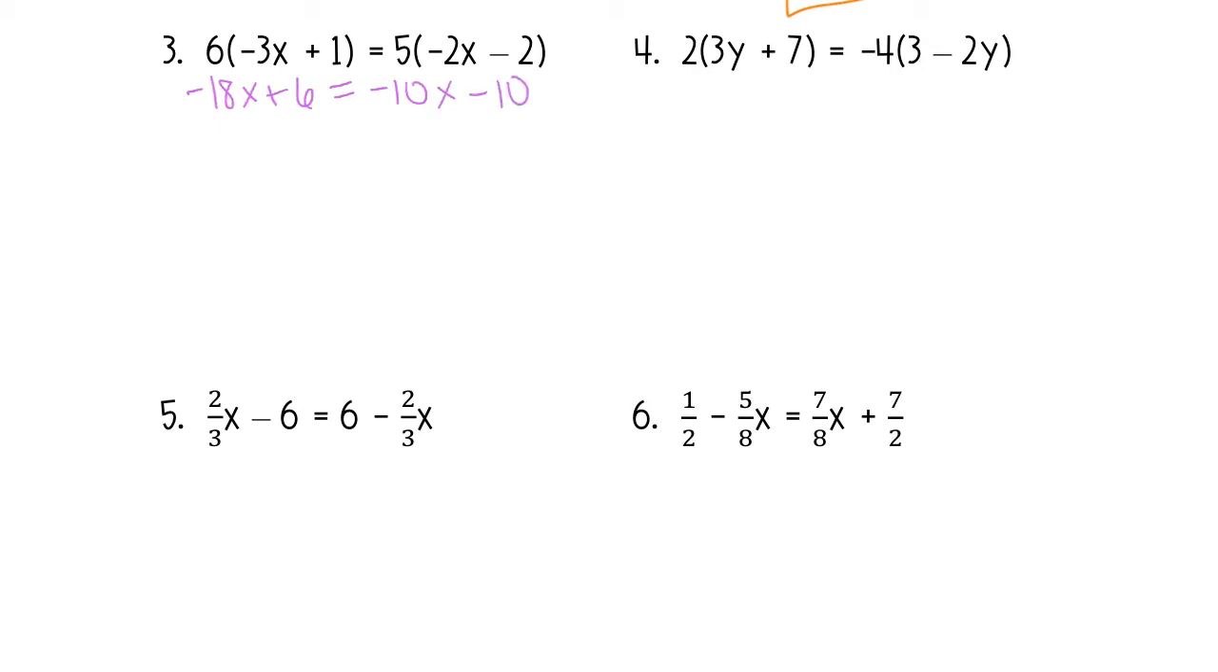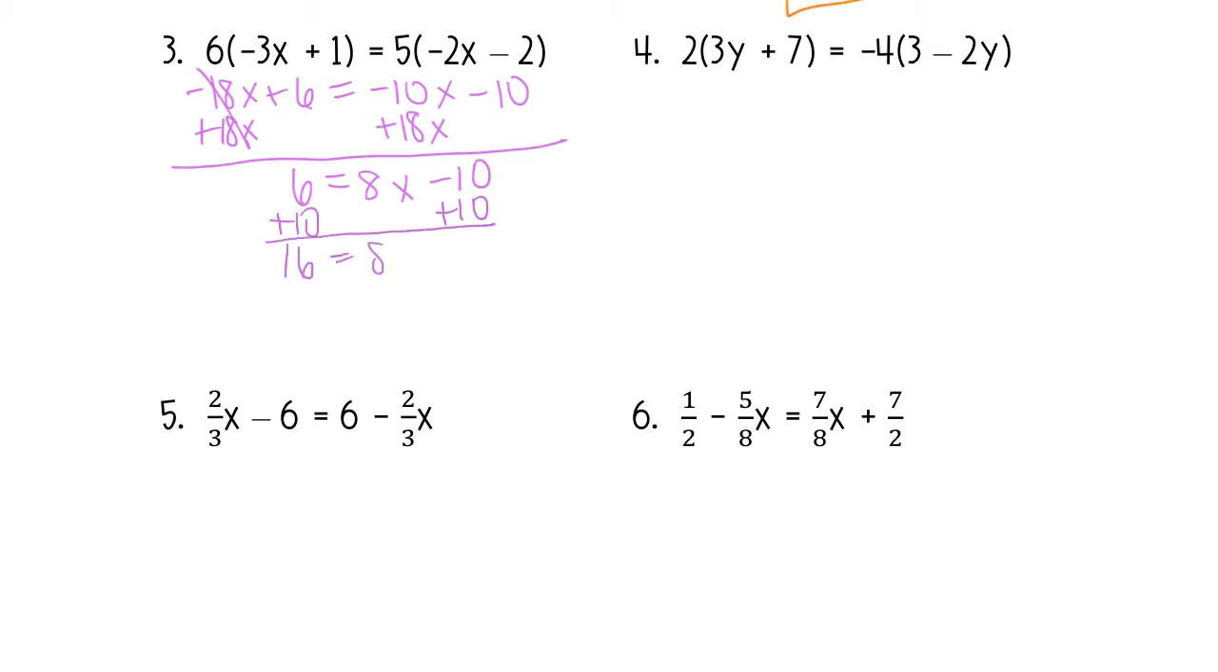Now we evaluate again. We've got negative 18x and negative 10x. Well, I can get rid of the negative by adding 18x to each side. So let's do that. Plus 18x, plus 18x. Negative 18x plus 18x cancels, so I've got 6 equals 8x minus 10. I've got only one x and it's right here, so now I want to get it alone and get rid of this negative 10. So we add 10.